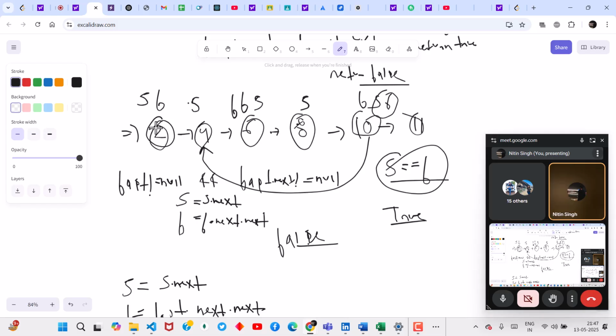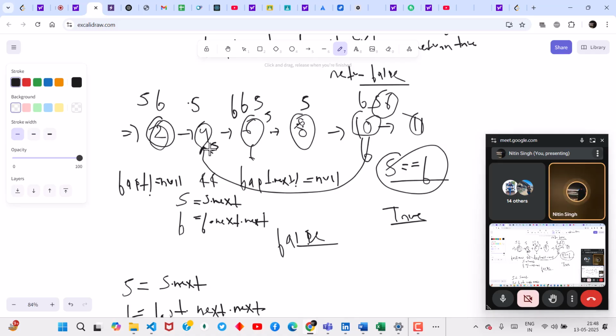Fine. Now see here. In the next iteration, slow will come here and fast will come here, because fast is moving two steps. In the next iteration, slow will be here and fast will be 1, 2, here. And if you notice one thing, this 10 is connected with this 4.